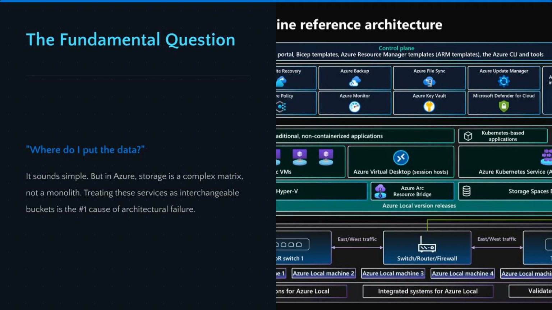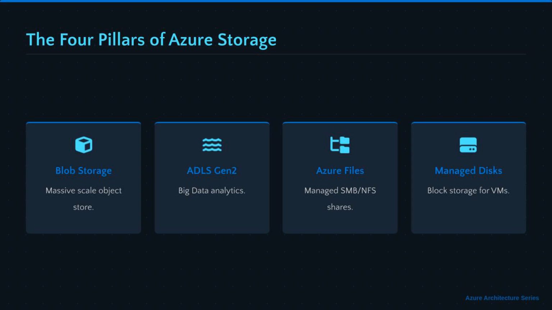Today, we are not reading the marketing brochures. We are going deep. We are going to tear apart the architecture of these four services. We will look at how they handle data at the byte level, we will compare their protocol support, and we will break down the specific pricing models that catch even senior engineers off guard. By the end of this video, you won't just know what these services are, you will know exactly which one fits your specific architectural constraints. Let's get into it. Let's start with the absolute foundation of the Azure cloud, Azure Blob Storage.